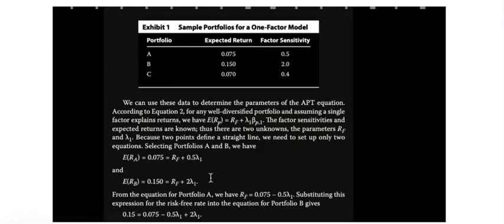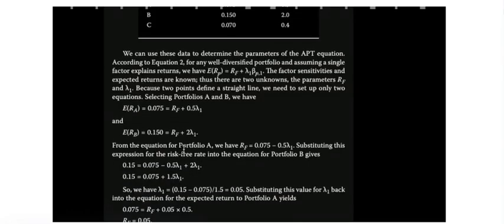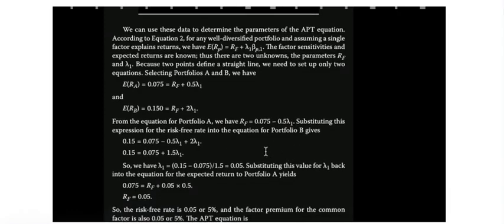All we have to do is express the first equation in terms of RF, substitute that into the second so we have nothing but lambdas, the factor returns, because we only have one factor, and solve. From the equation for portfolio A, the risk-free rate equals, and this is just algebra, we're just rearranging it. Substituting this expression for the risk-free rate in the equation for portfolio B gives us nothing but lambdas and knowns. So we have constants and lambdas, we collect the like terms and solve, and what are we going to get? 0.05. So the factor return is 5%.